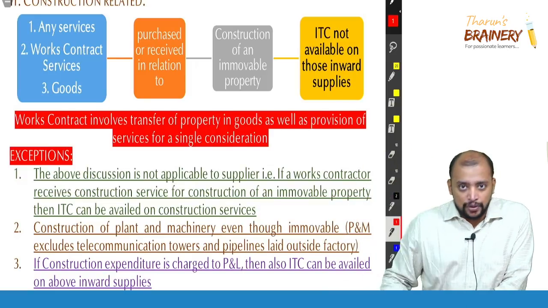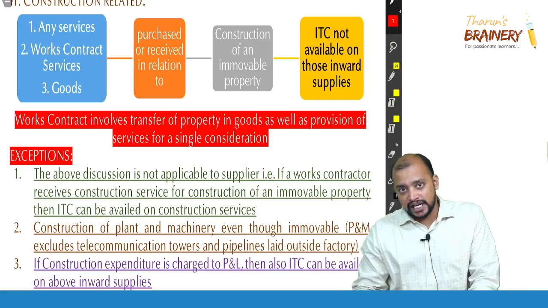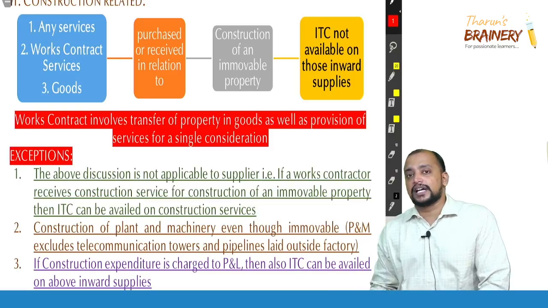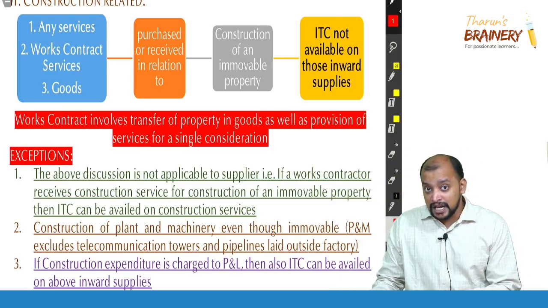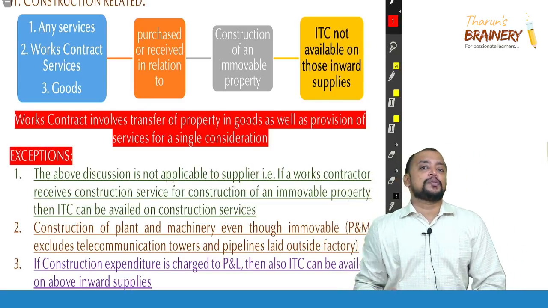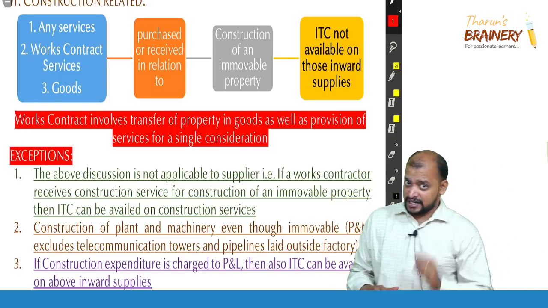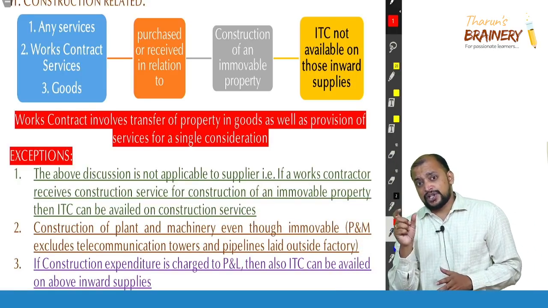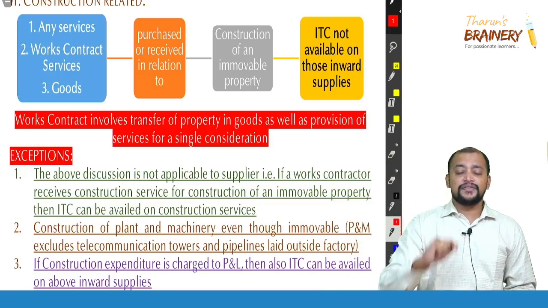I will buy any goods, I cannot take ITC. I will be receiving any services, I cannot take ITC. I will be receiving works contract service from a builder, I cannot take ITC. Okay. If it is construction of an immovable property, this restriction is applicable to whom? The owner of the immovable property, not to the builder. If the builder purchases goods, can he take ITC? Yes. If the builder receives input service, can he take ITC? Yes. But the restriction is only to the recipient, that is the owner of the property. That is the first exception.